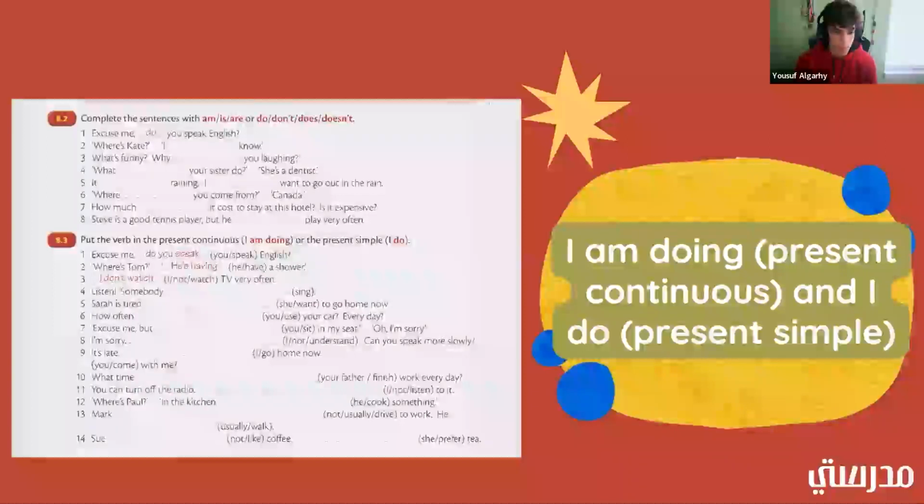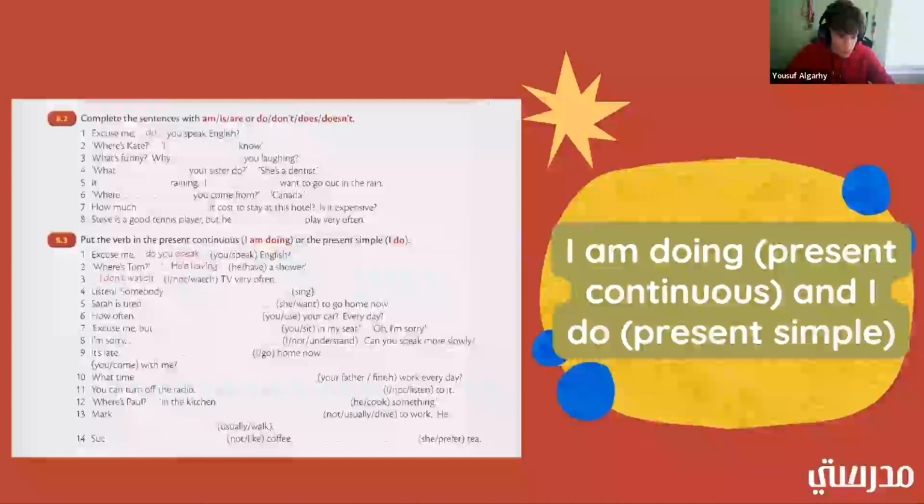Excuse me, but blank in my seat, and we have you sit. Excuse me, but you are sitting in my seat. Good. 8, I'm sorry, blank, and we have I not understand. I'm sorry, but I don't understand. Can you speak more slowly? Good. 9, it's late. And then we have a blank, and we have I go home now. And then another blank, and the verb is you come with me. So it's late. I'm going home now. And then we could say something like, are you coming with me?